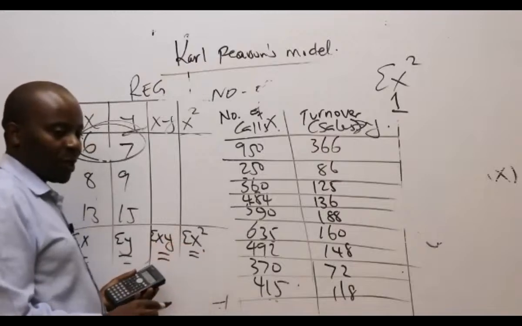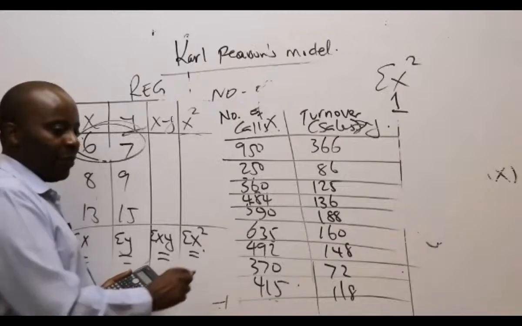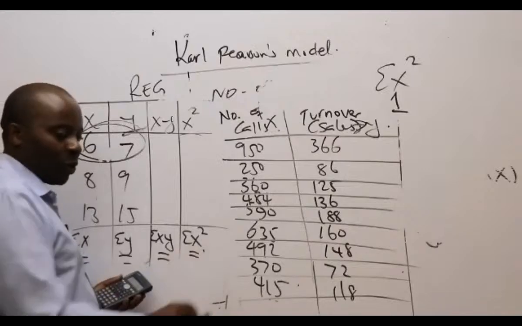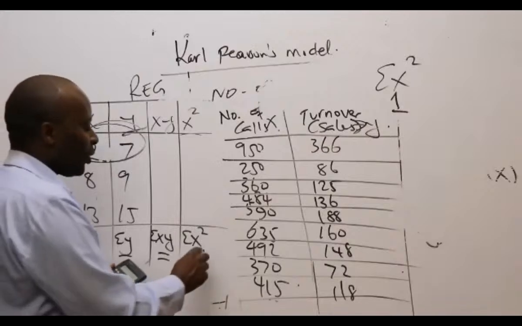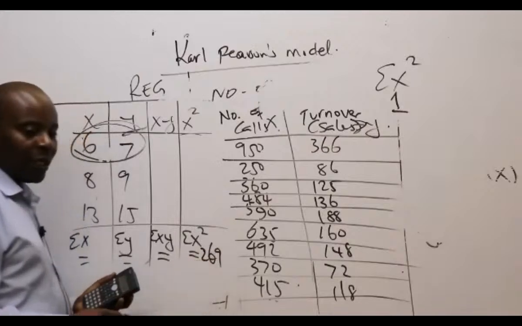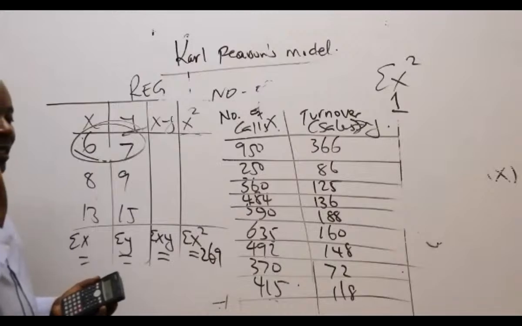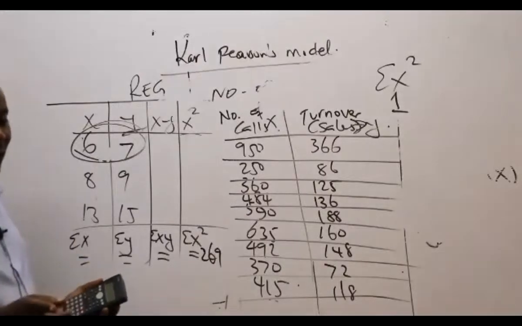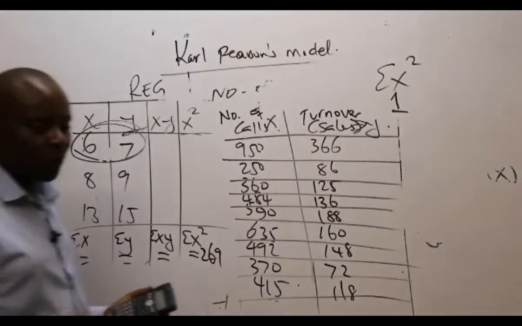Who is able to see that summation of x squared is 200? Mine could be wrong, let me see. Please give me summation of x squared. What figure are you able to see? Robert tells me 269. James has been able to confirm.